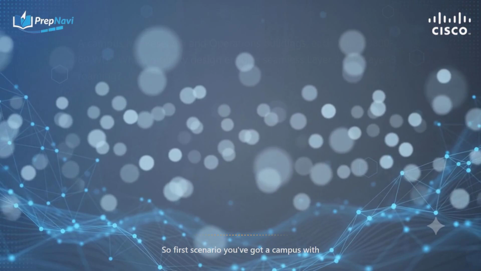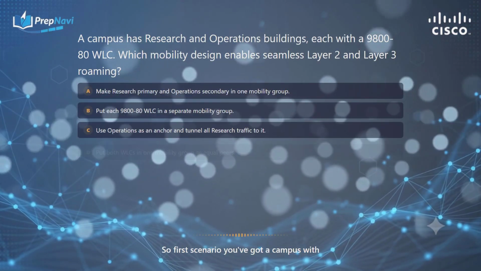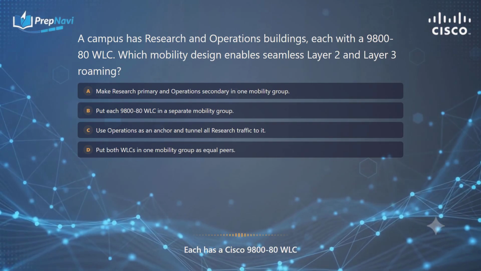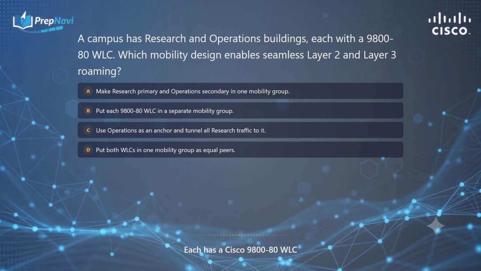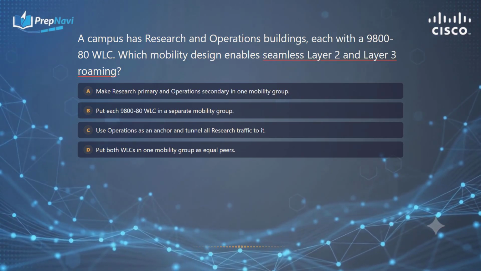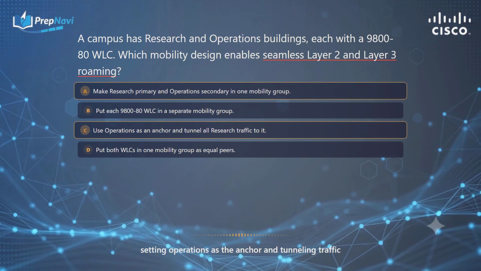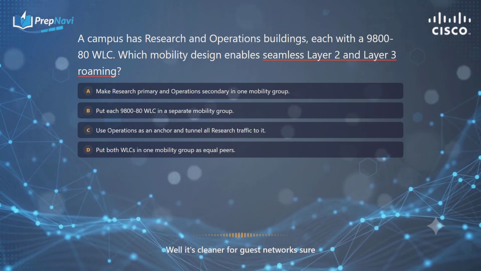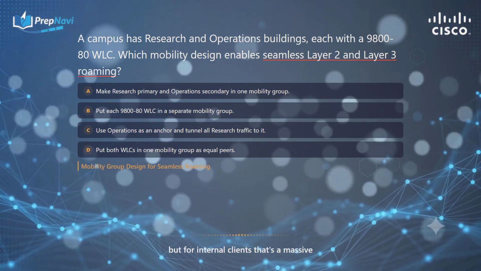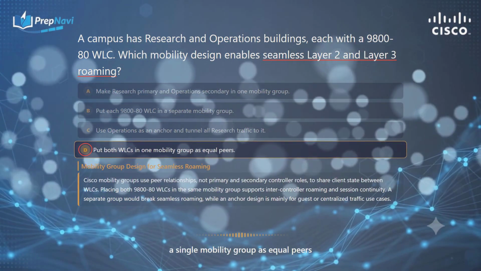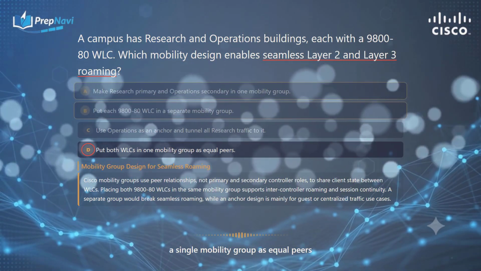Sounds good. I'm ready. So, first scenario, you've got a campus with 2 buildings, research and operations, and each has a Cisco 9800-80 WLC. For seamless Layer 2 and Layer 3 roaming, I'd immediately look at option C, setting operations as the anchor and tunneling traffic to it, since centralized traffic is cleaner, right? Well, it's cleaner for guest networks, sure, but for internal clients, that's a massive trap. You actually want D, putting both WLCs in a single mobility group as equal peers.